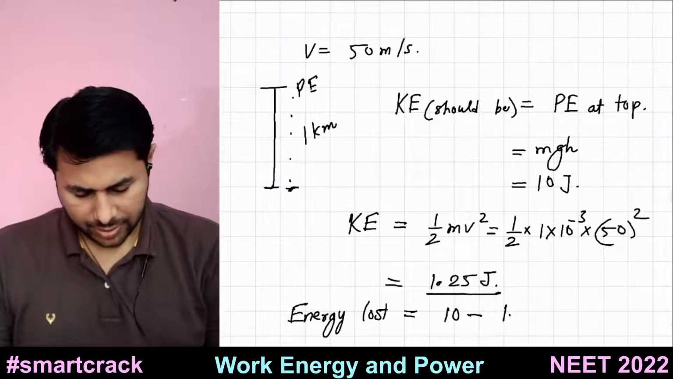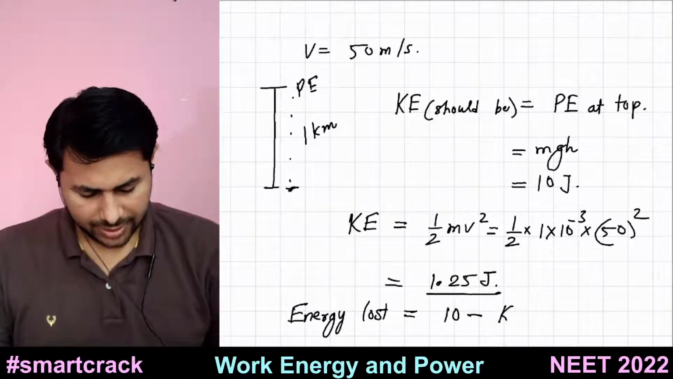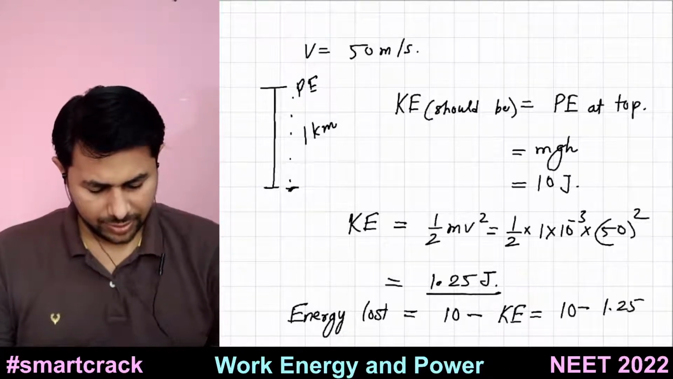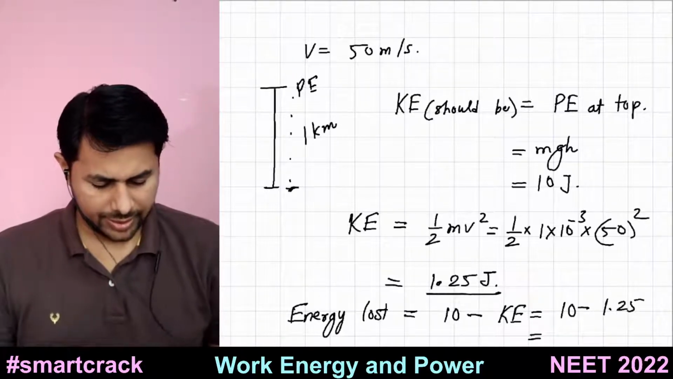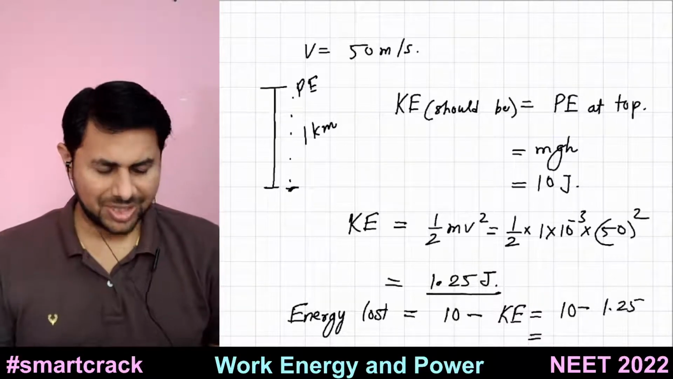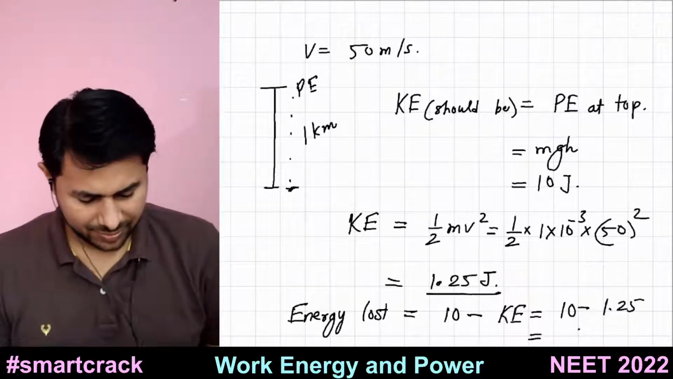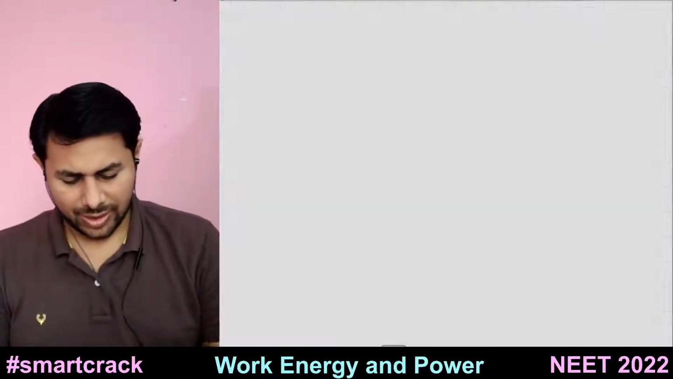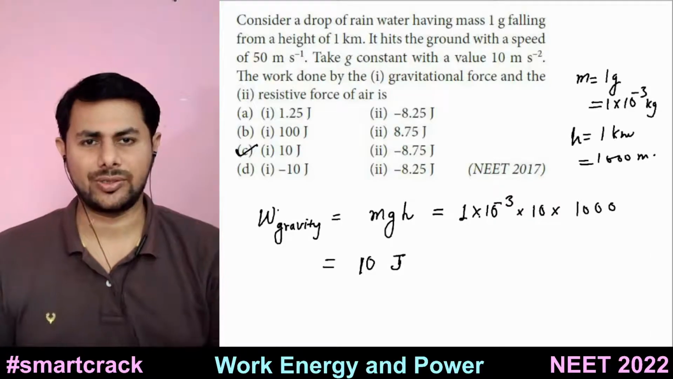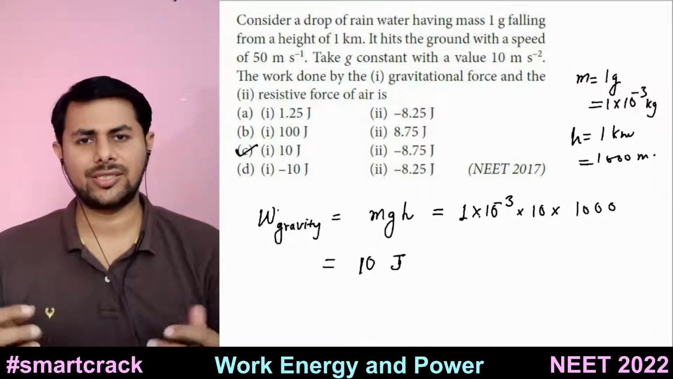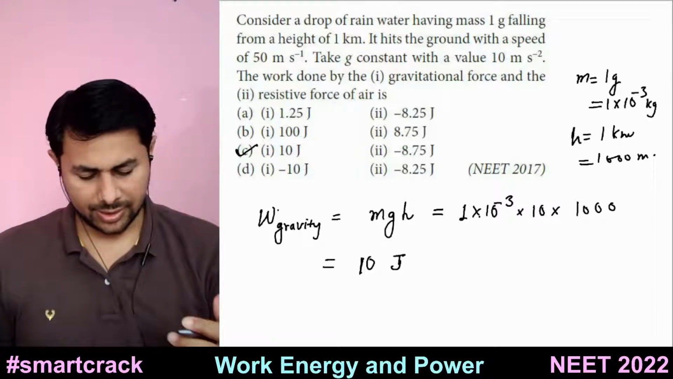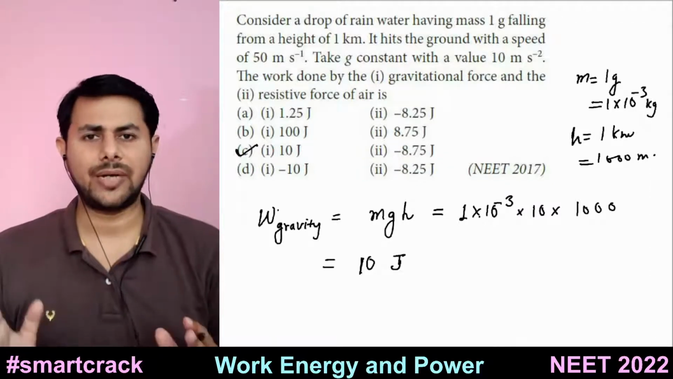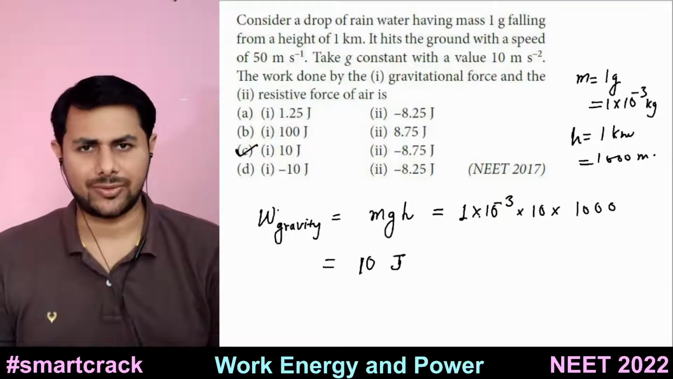Okay, so 10 minus the kinetic energy, and that is equal to 10 minus 1.25, and it comes out to be what? 10 minus 1 is 9. So 9 minus 0.25 is 8.75. Okay. So this much should be the work done by the resistive force. The energy lost is the work done by the inner resistive force. So minus 8.75 is the work done by resistive force.